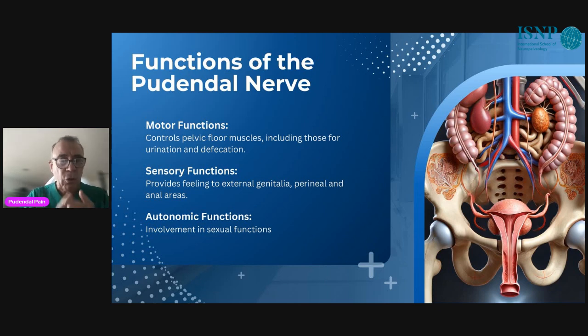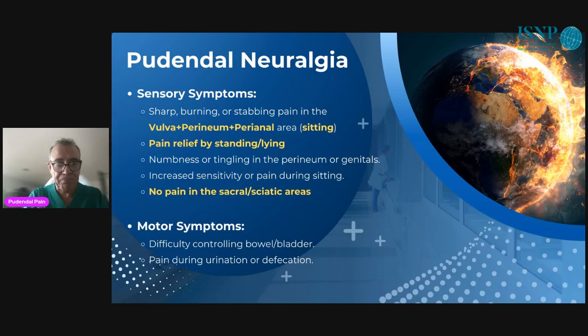function. Secondly, the pudendal nerve brings sensation to the brain from the external genital area, that means the genital area plus what we call the perineum, plus the perianal area. The perineum is between the perianal area and the genital area. And of course, it also has some activity in the autonomic function of the pelvic organs and is involved in sexual function in men and in women.